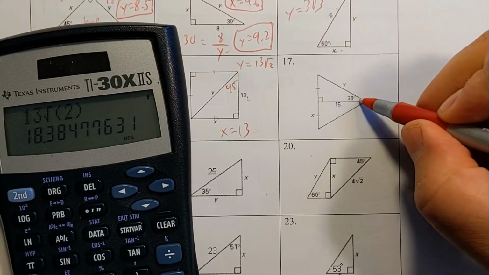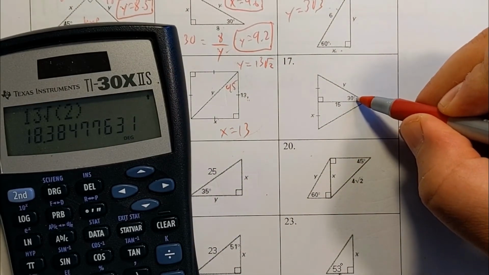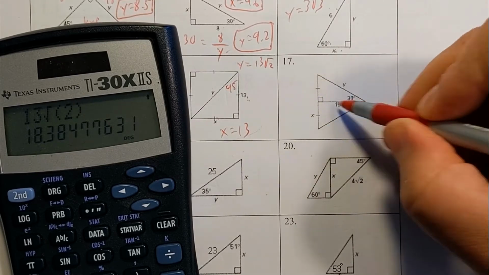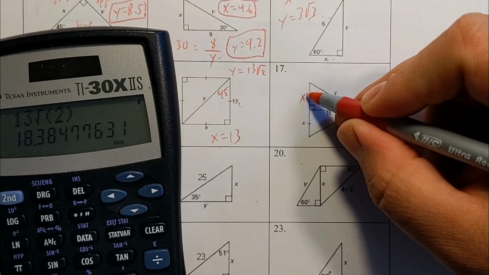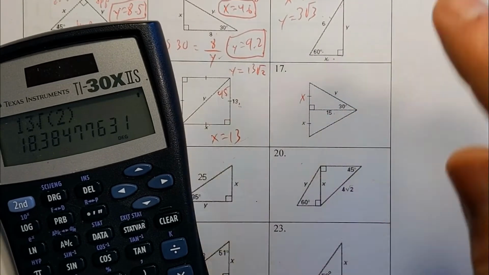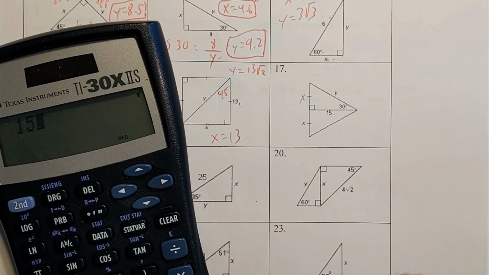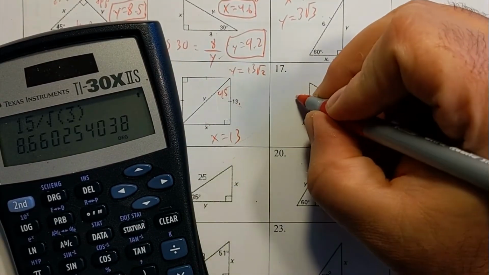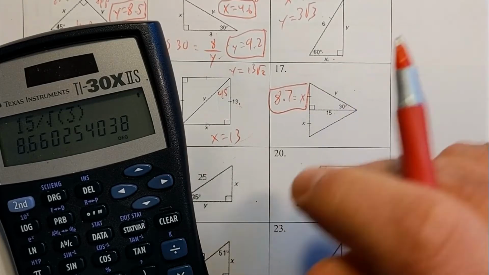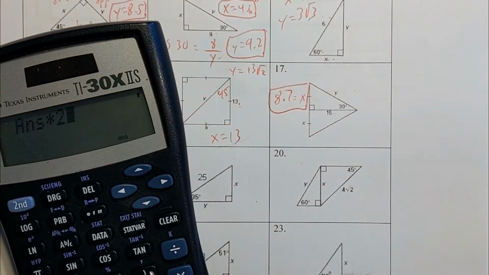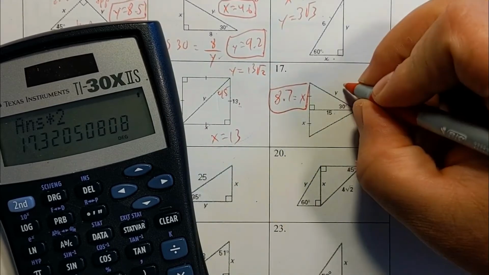Number 17, this is a 30-degree angle right here, which means this is another 30, 60, 90. Then you can go from the long leg to the short leg, you divide by the square root of 3, and then just go 15 divided by the square root of 3. You get 8.7, and then from there, from the short leg to the hypotenuse on a 30, 60, 90 triangle is double, so just go times 2, and you get 17.3.